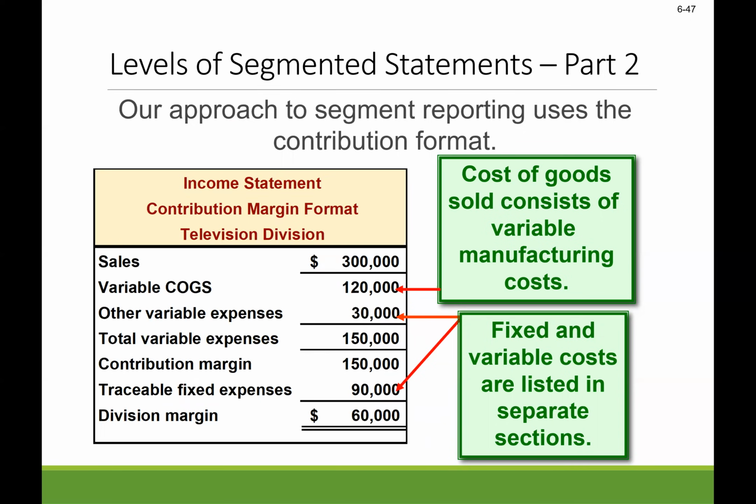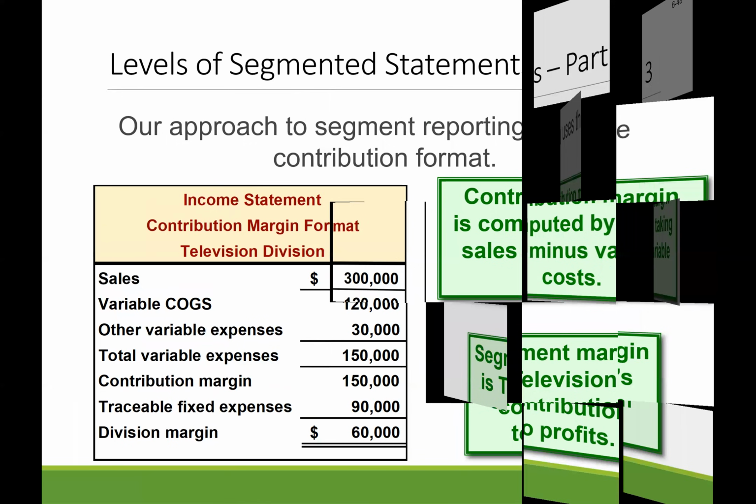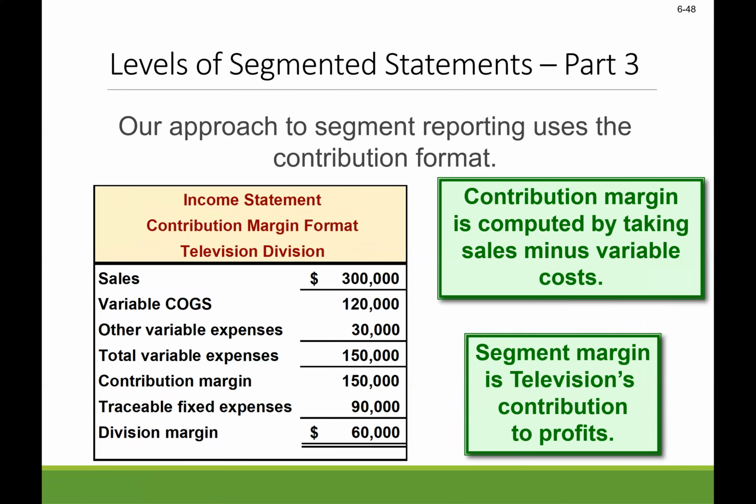Then we take our fixed expenses that we can trace to this division to then come up with our division net income. We use the contribution margin by taking sales less variable costs. Okay.